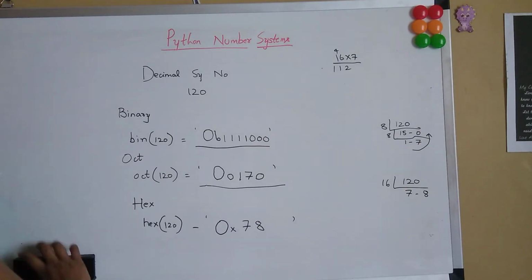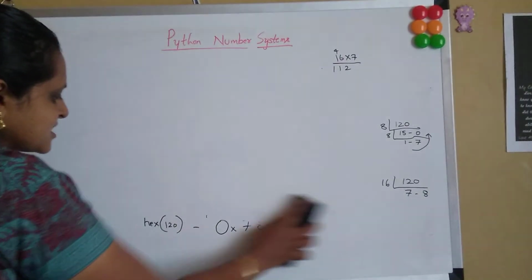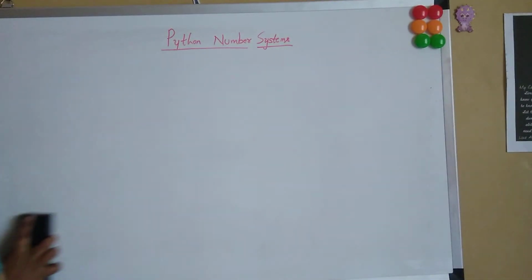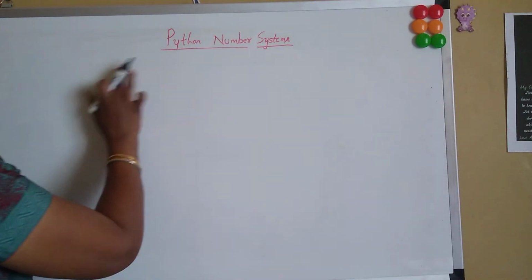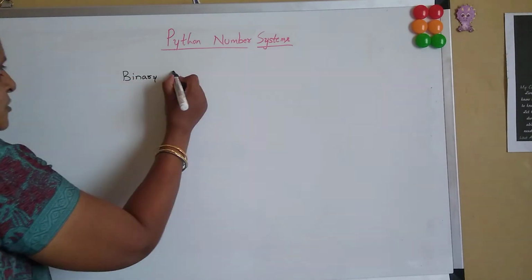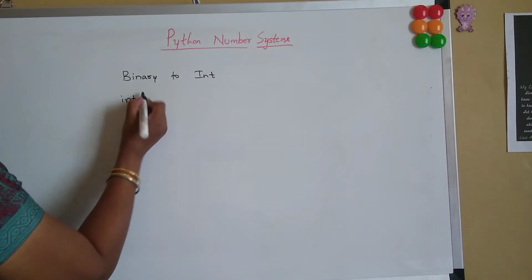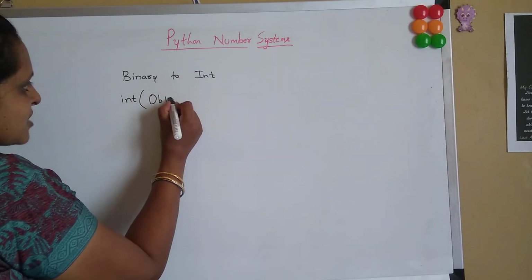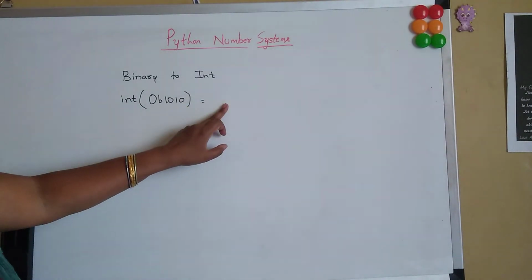Now let's see the other way around: how to convert a binary digit into the decimal number system, that is an integer value, how to convert from octal to integer, and how to convert from hexadecimal to integer. Let's take the first case, from binary to int. Python has an inbuilt function called int, to which you pass the binary digit. Let's say I'm passing 1010, and it will give out the integer format.